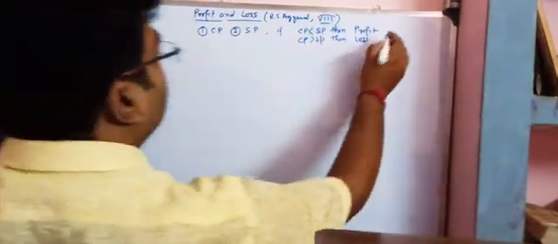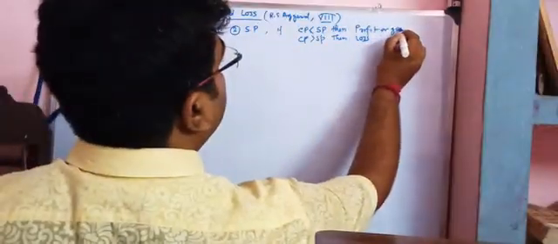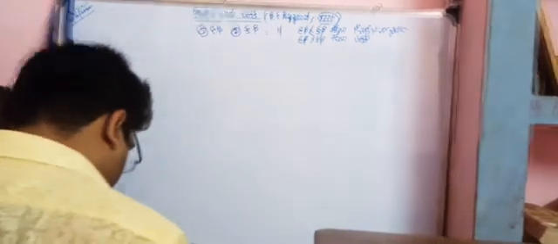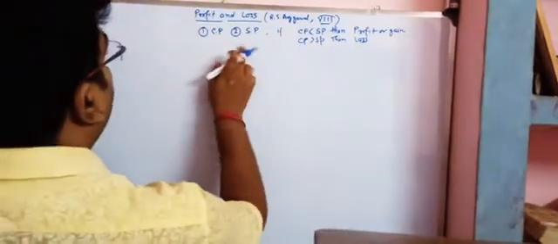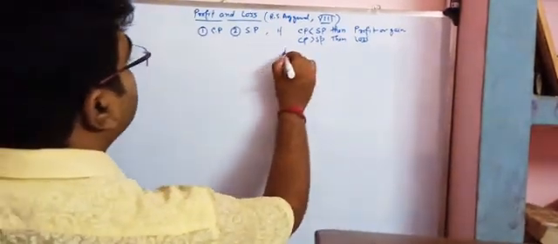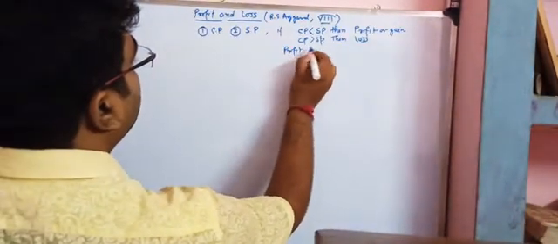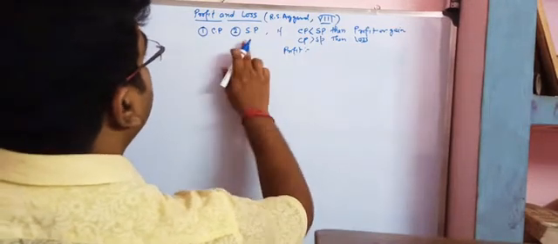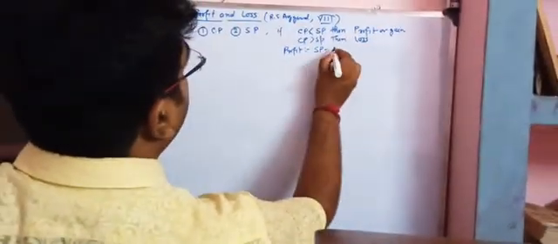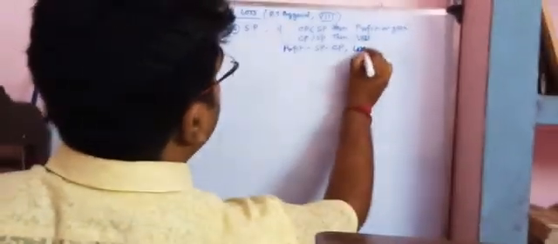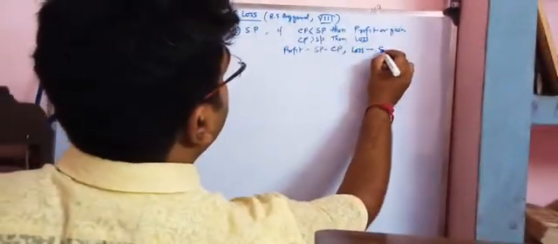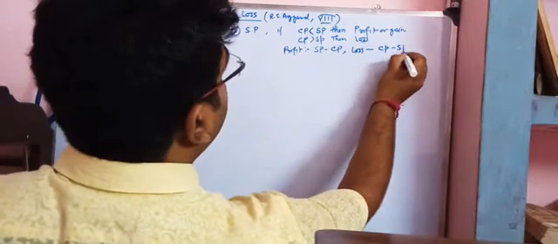This is profit or gain, whatever you say, and this is loss. Okay. So my profit should be SP minus CP, and loss should be CP minus SP. Okay.